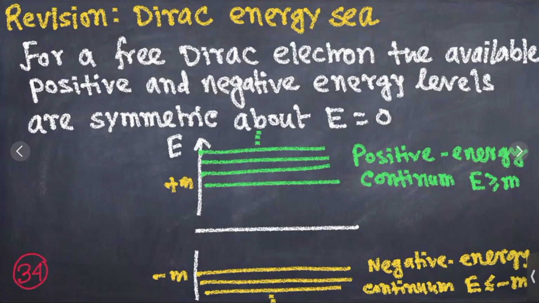At least for the free particle, if I consider free Dirac electrons, the positive and negative energy solutions are symmetric with respect to zero energy. In this diagram, this level corresponds to energy zero. The positive energy levels and negative energy levels are symmetric with respect to the zero energy state. And it is also continuous: you consider a continuum of positive energy states and a continuum of negative energy states, extending up to infinity.